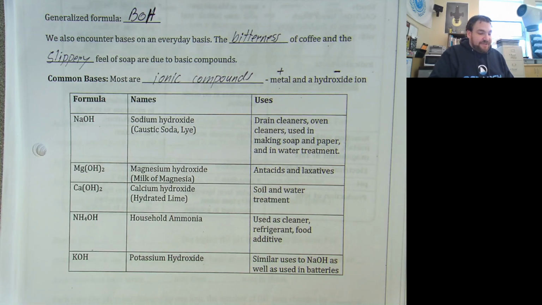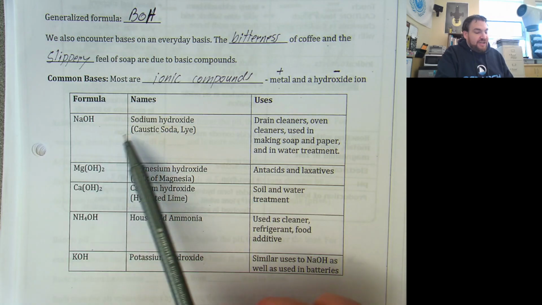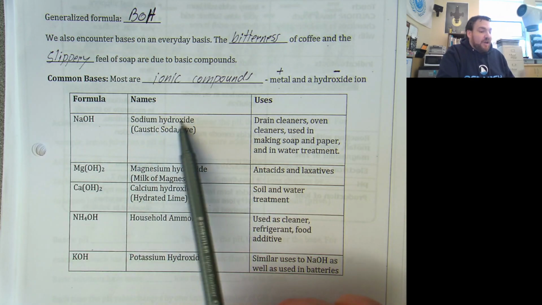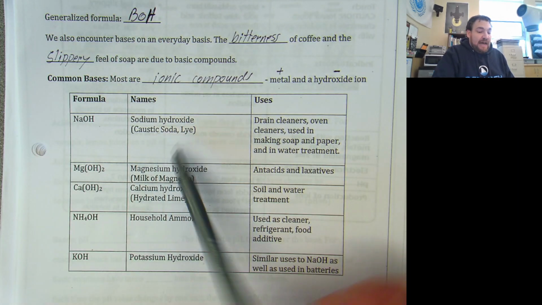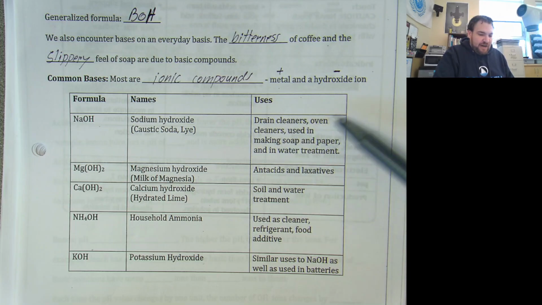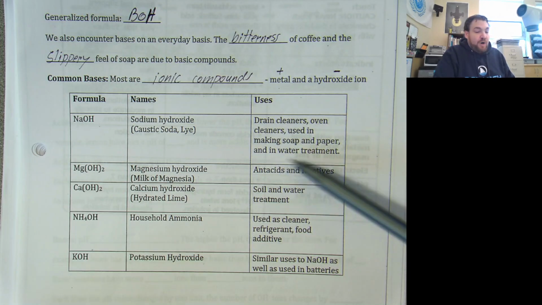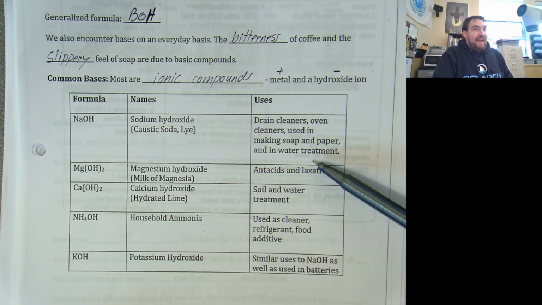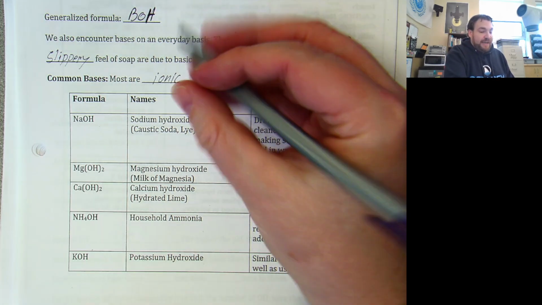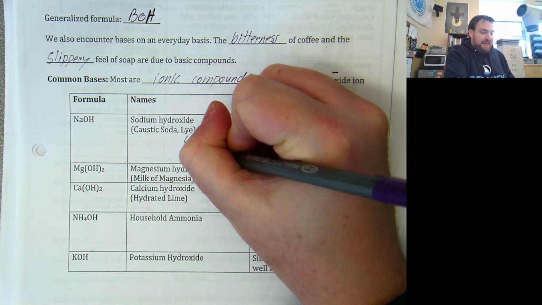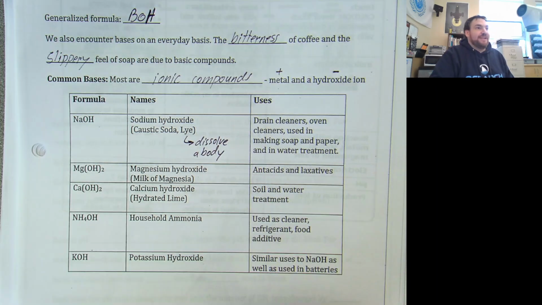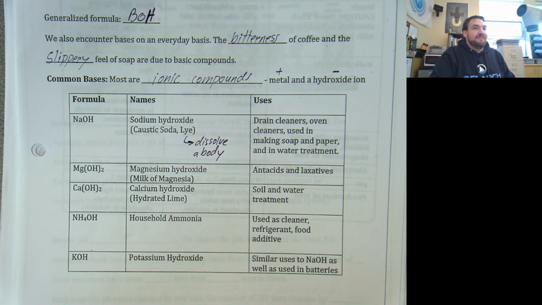These are some examples. NaOH is sodium hydroxide. It's also known as caustic soda or lye, used as a drain cleaner, oven cleaner, used in making soap and paper and in water treatment. And if you've seen the movie Fight Club, it's what they use to dissolve bodies, because lye will do that. Not sure if you need that piece of information. Might be useful at some point in your life. I hope it's never useful.